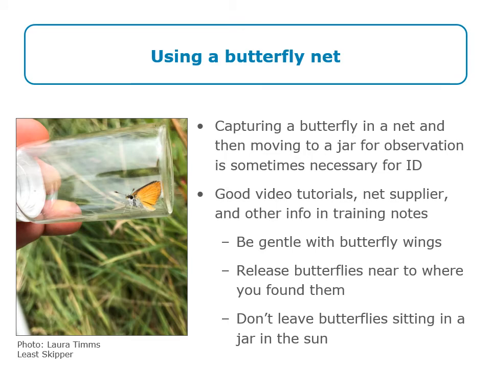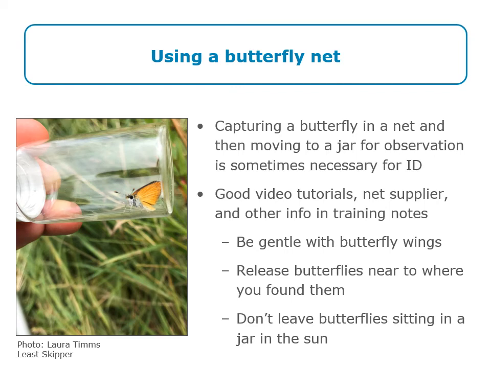One last little bit of information I wanted to share with you was about using a butterfly net. So capturing a butterfly in a net and then putting it into a jar is sometimes necessary to be able to identify it, because butterflies don't always cooperate and they don't sit still to let you look at all those tiny little details that you need to look at to check your field guide and make sure you've got the right species. So you can swoop in with your net, get them in the net, and then pop them into a jar so you can take that closer look. Now, we've provided in the resources on our website links to some good video tutorials, a supplier we recommend for nets, and some other information on using a net in our training notes.